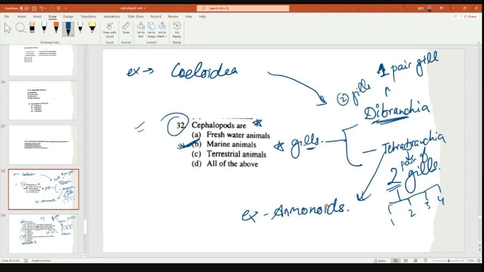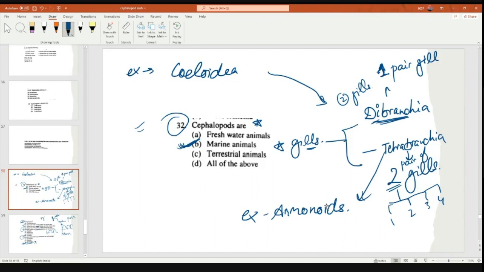So these animals are having gills. That's why they are marine. Okay, but gastropods are not totally marine. Some are found on land also. As we see snails, you must have seen small snails in the garden area. So they may be terrestrial, marine, coastal, omnivorous, present in every kind of environment. But brachiopods and cephalopods are basically marine animals.